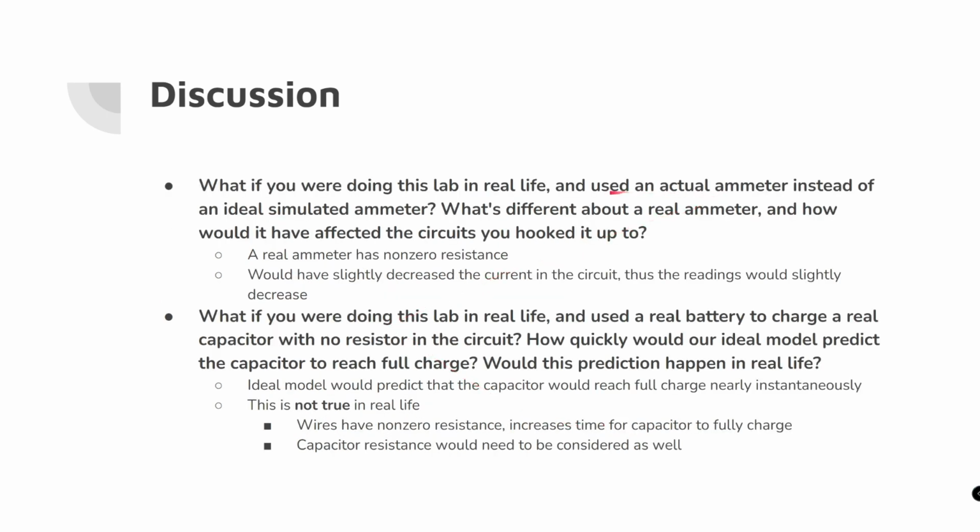And so as we see here, if we use an actual ammeter instead of the ideal simulated one, the actual one has non-zero resistance, and so current would slightly decrease and the readings would slightly decrease. And if we charged a real capacitor with no resistor using a real battery, the ideal model would predict that the capacitor would reach full charge nearly instantaneously, but this is not true in real life because we know that wires have non-zero resistance no matter how small, so it would slightly increase the time for the capacitor to fully charge. And also capacitor resistance would have to be considered as well when finding the charge time.